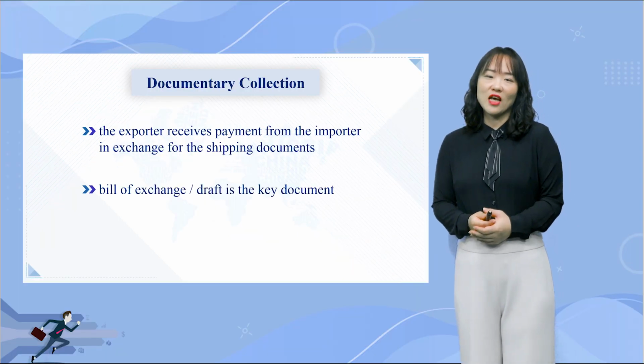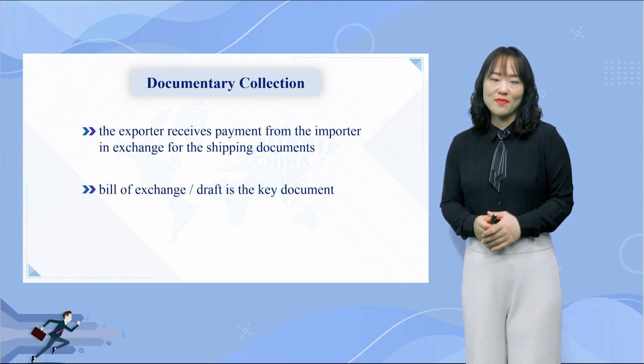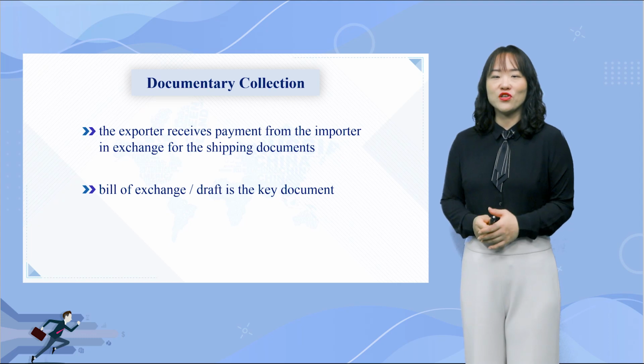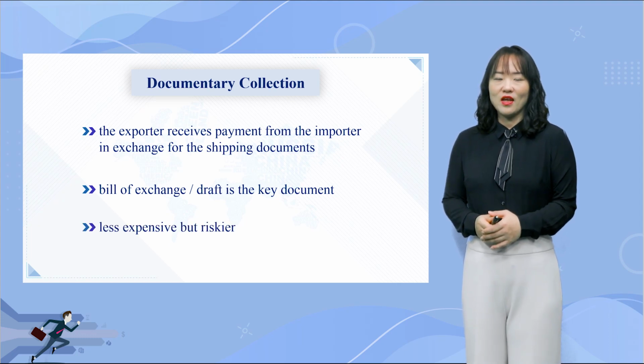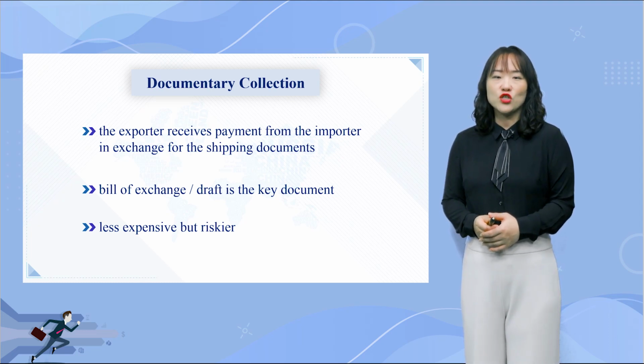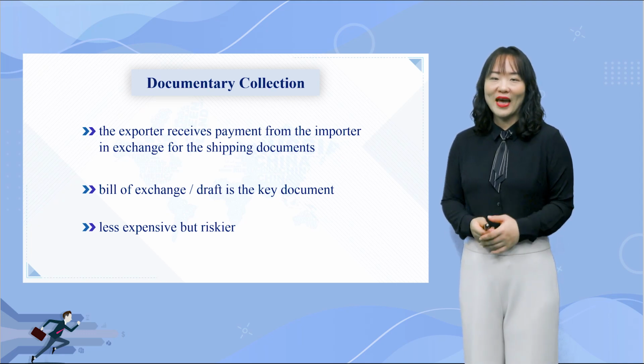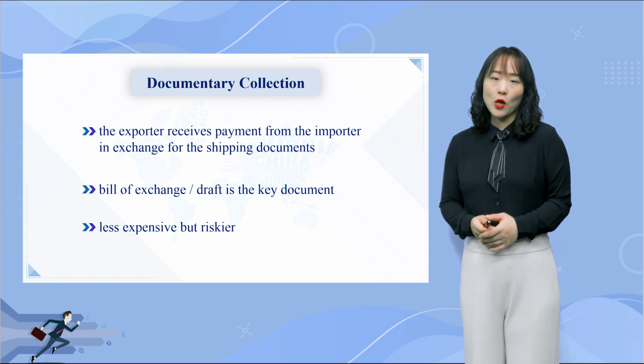A key document in a documentary collection is a bill of exchange or draft, which is a formal demand for payment from the exporter to the importer. Documentary collection is less common than other forms of trade finance, such as letter of credit and advance payment. It is less expensive than some methods, but also somewhat riskier, so it's generally limited to transactions between parties who have developed trust or are located in countries with strong legal systems and contract enforcement.